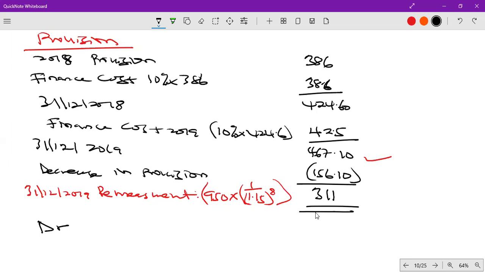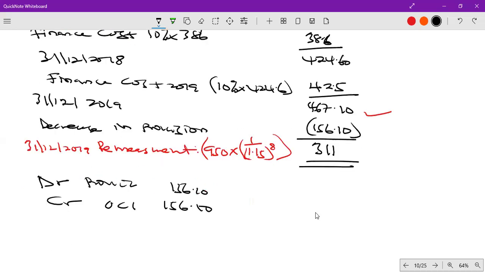So what do we do? We are going to debit what? This is a revaluation surplus. So what do we do? We are going to debit the provision and credit what? OCI with an amount of what? 156.10. Is that not so? Sir, is that not so? Yes, sir. All right.